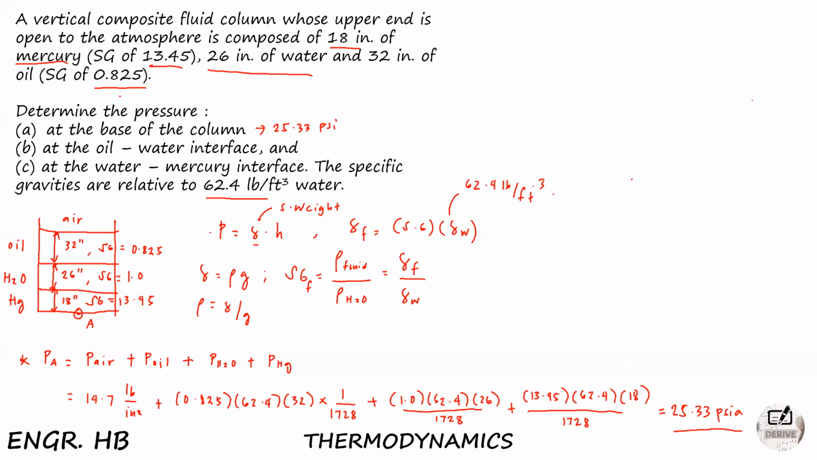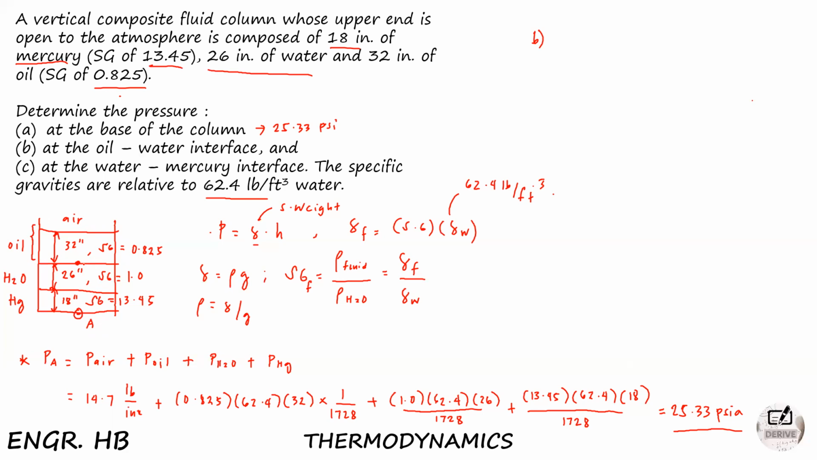Okay. So next is letter B. Sabi, determine the pressure at the oil and water interface. So anong ibig sabihin nga? So kung ito yung oil, ito rin yung water, so the interface is of course between them. So ibig sabihin, in order for us to get the pressure at the oil-water interface, ang kukunin lang natin is pressure ng air plus pressure ng oil. Para lang din the same sa pressure ng base ng column kanina. Siyempre, kung ano yung nasa ibabaw niya, that was the summation.